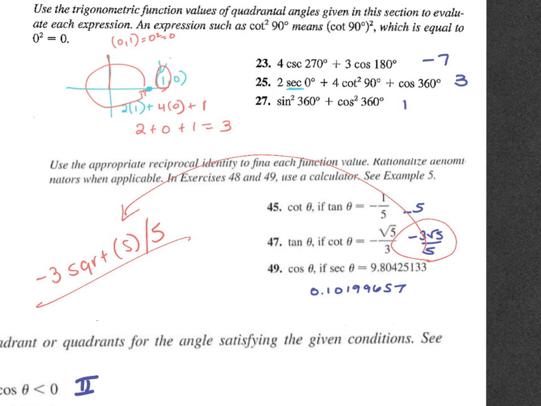How do you do number 49? 49, because that's a decimal and it said to use the calculator, you literally have to do 1 over that. That's it. You won't have something like that because you'll just have the 4-function calculator.